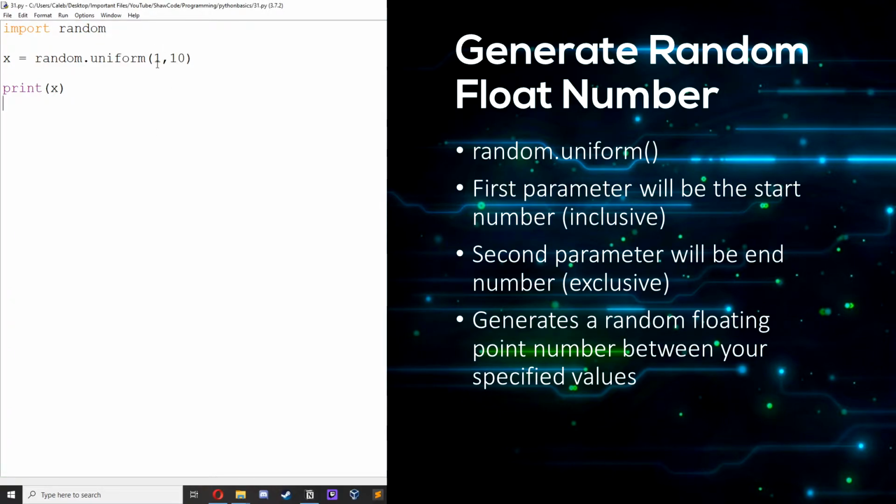And this first number is inclusive, but the second number isn't inclusive. This means we could get a 1, but we could never get a 10. So this generates a random floating point number between 1 and 10.